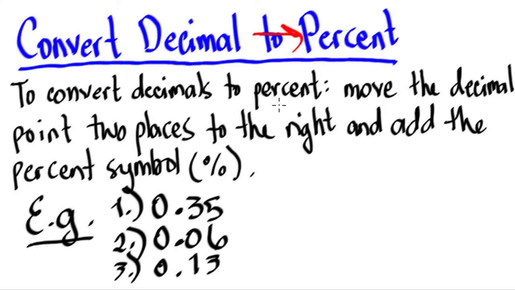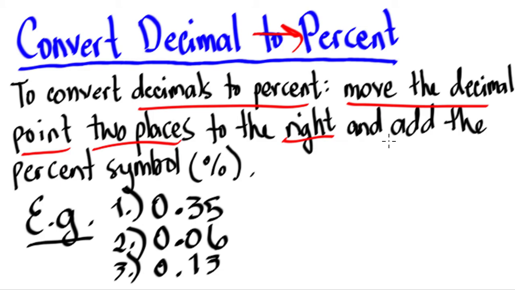So to convert decimals to percent, we move the decimal point two places in the opposite direction, to the right, and then add the percent symbol. This is actually the exact reverse of what we did in the previous video. Very simple enough. Let's convert 0.35 to percent. Move the decimal point twice to the right, so we have 1, 2, and then add the percent symbol. So this gives us 35%.